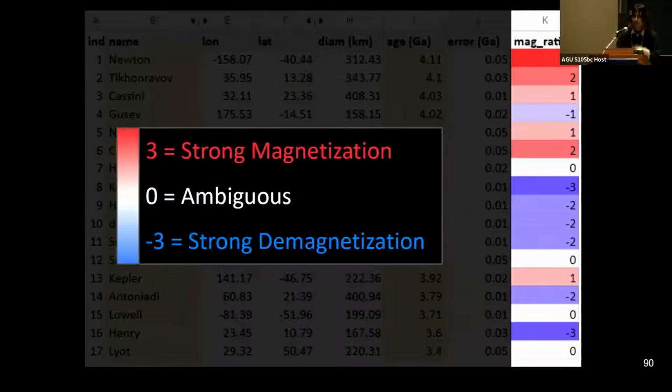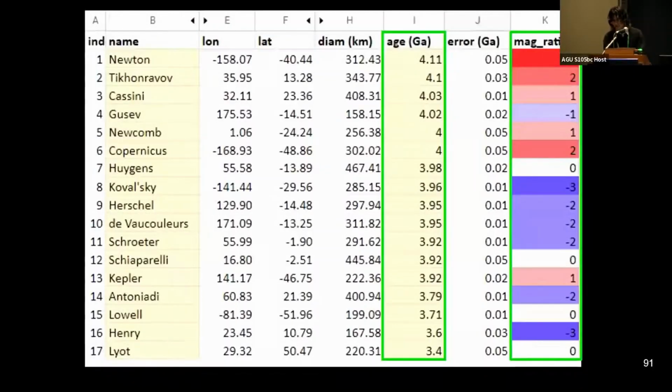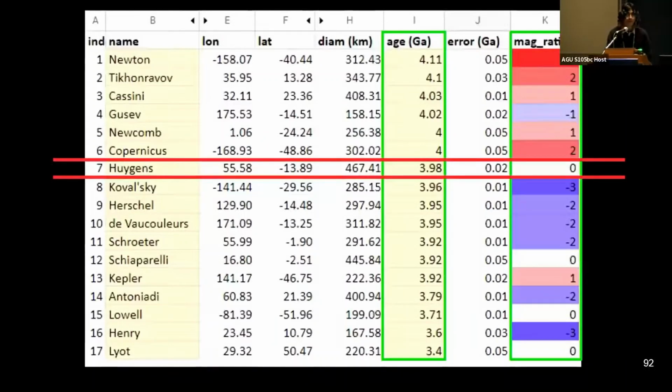Again, -3 means strong demagnetization, 3 means strong remagnetization. And if we sort by age and magnetic rating and compare the two, we see a strong demarcation around the formation of Huygens crater.